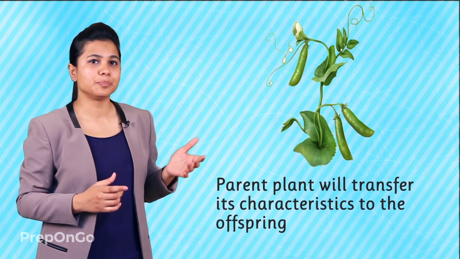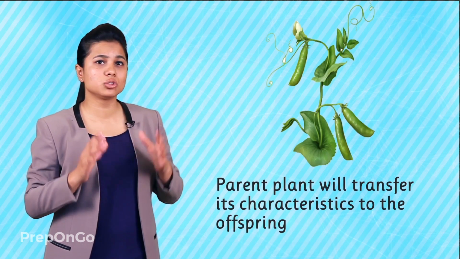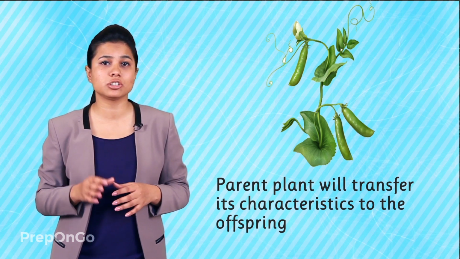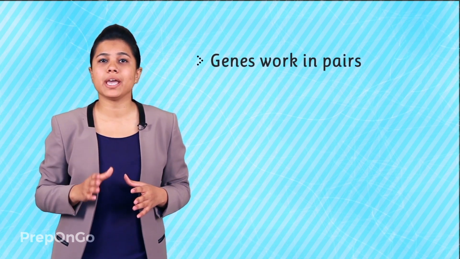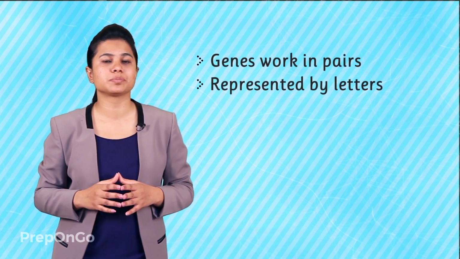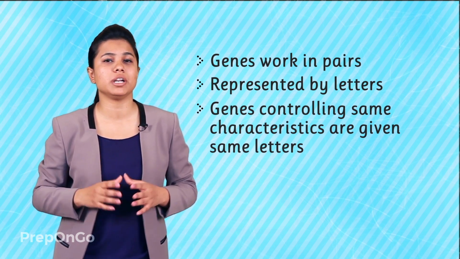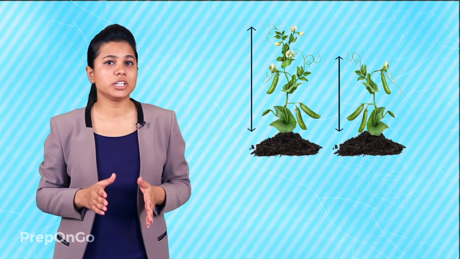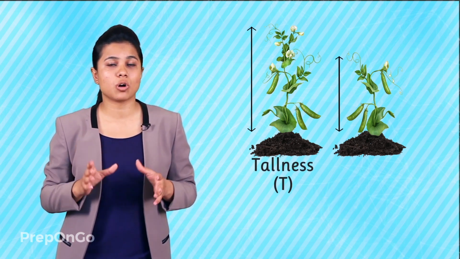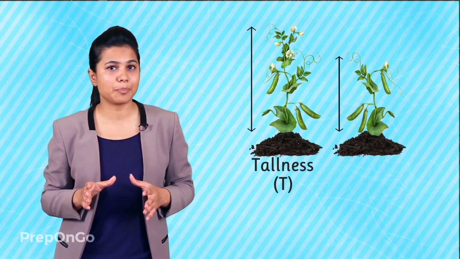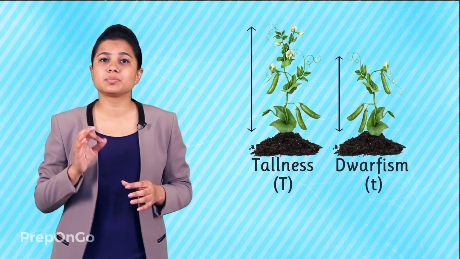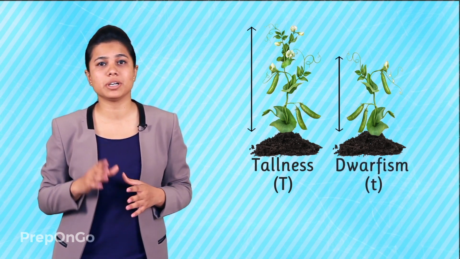Let's take this plant. We know that the parent plant is going to transfer its characteristics to the offspring or the progeny. The genes work in pairs and we represent them by letters. The genes controlling the same characteristics are given the same letters. For example, in case of plants, if we talk about the height of the plant, the gene controlling the characteristic tallness is represented by capital T and the gene responsible for dwarfism is represented by small t.